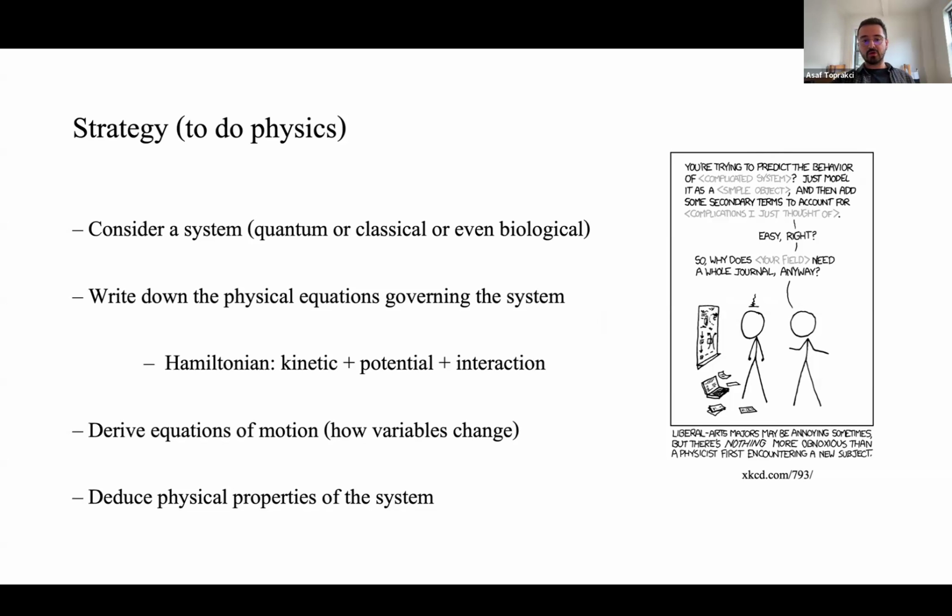So in general, my take on how to do physics is that we usually consider a system. This could be a quantum or classical or even a biological system. We write down the physical equations governing the system, and these are usually either the Hamiltonian or the Lagrangian. These are important mathematical tools proved early in the history of physics that help us even to this day. And we derive equations of motion from these physical equations and deduce physical properties of the system.